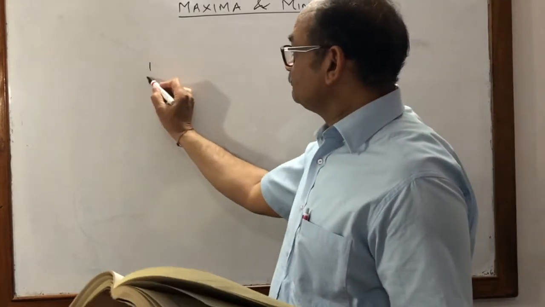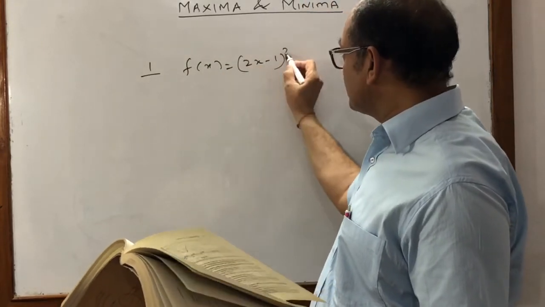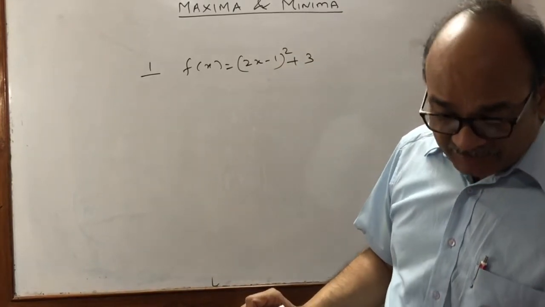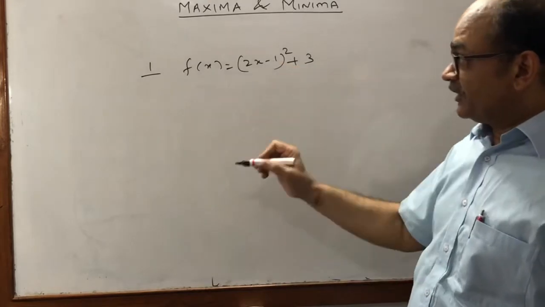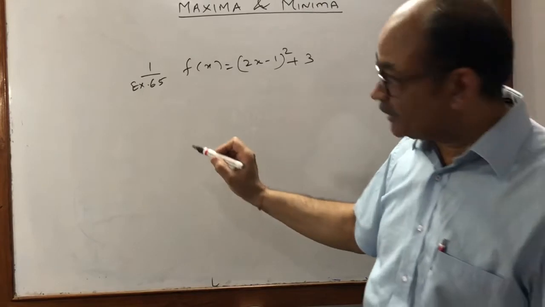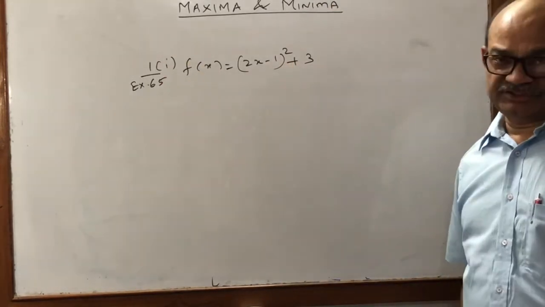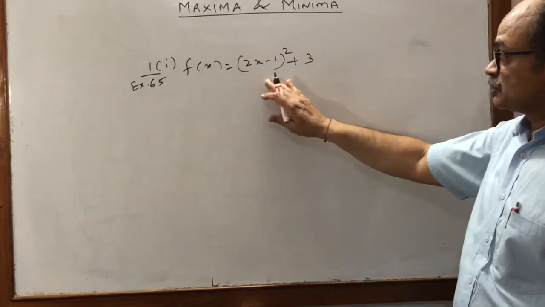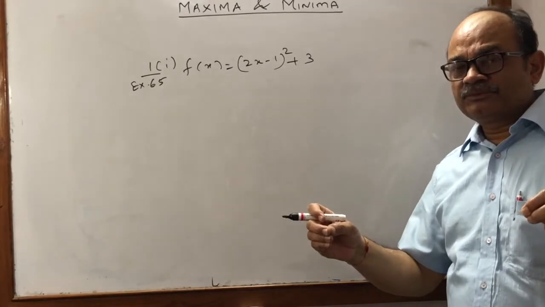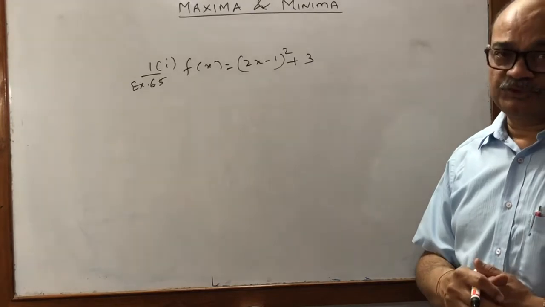f(x) equals (2x minus 1) the whole square plus 3. Find the maximum and minimum values, if any, for the following questions. Exercise 6.5, first question, and it is the first part. See, this is a parabolic function. (2x minus 1) the whole square plus 3. What will be its maximum value, or the minimum value of 2x minus 1?